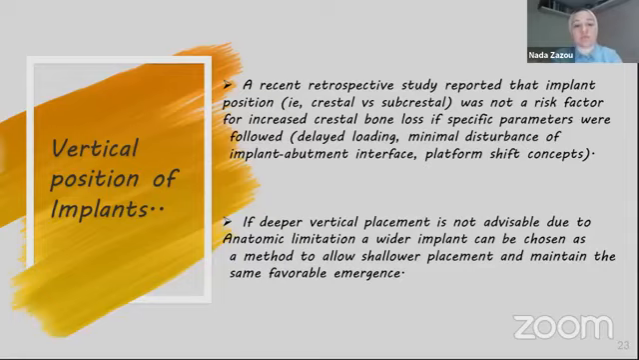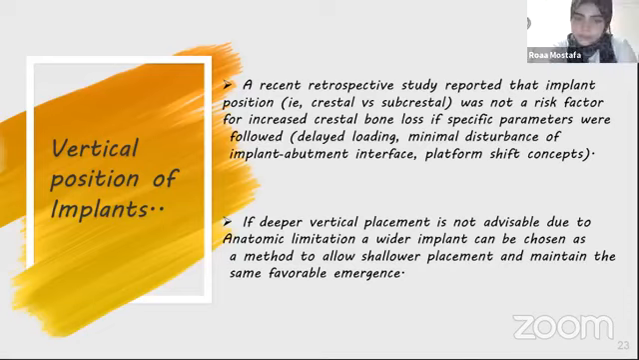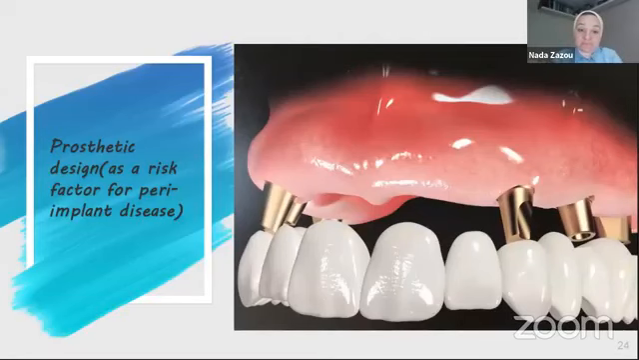So according to the amount of bone you have buccolingually and mesiodistally, and accordingly the choice of the implant diameter, you can choose whether to place it deeper or more shallowly. Very good. Okay, talking about the prosthetic design.